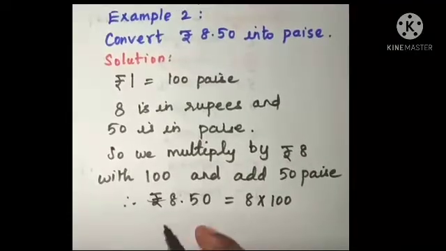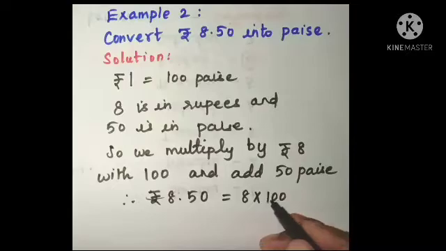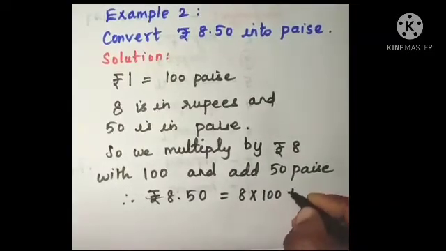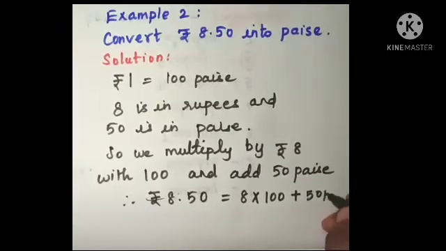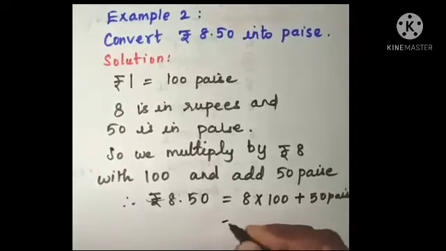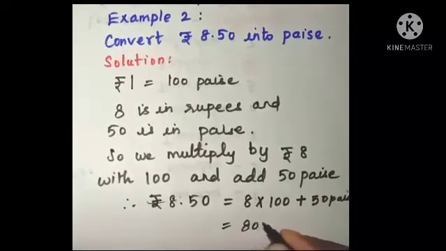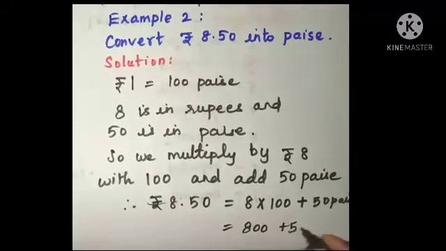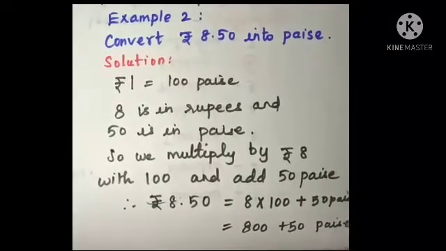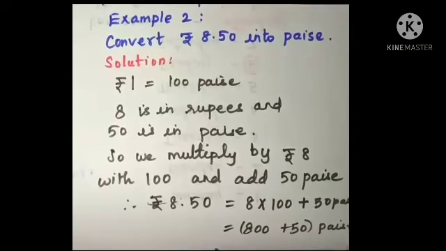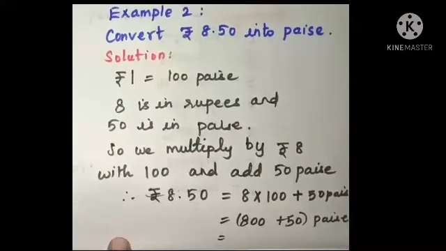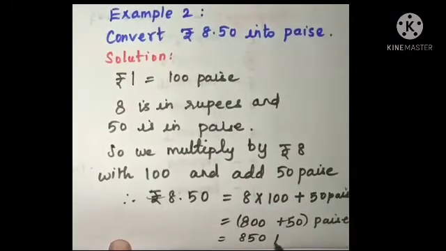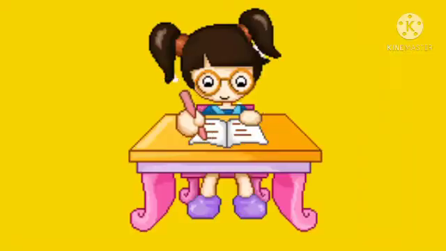Therefore, 8 rupees 50 paise can be written as multiplying 100 with 8 plus 50 paise. Now 8 into 100 is 800 plus 50. Both are in paise. Now 800 plus 50 is 850. 850 paise. Children, let us see the problem one more time.